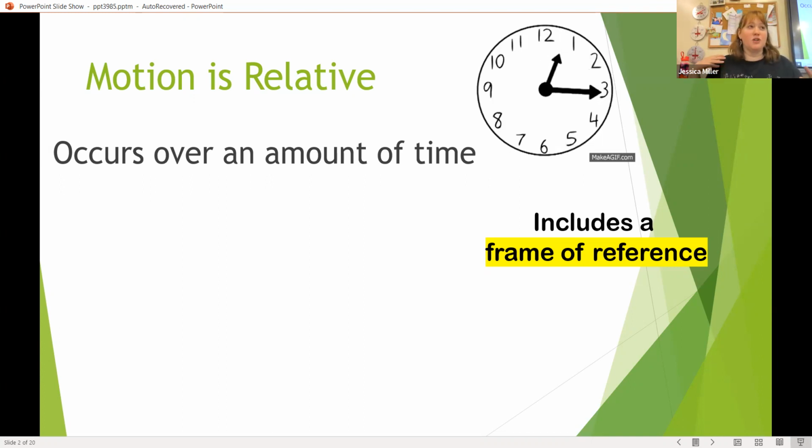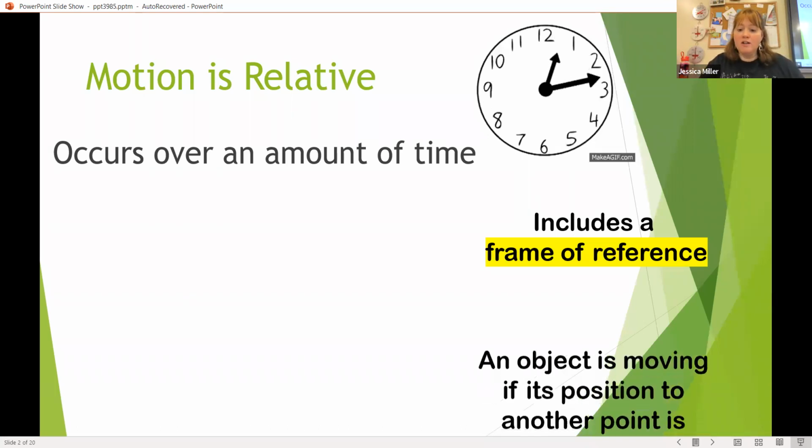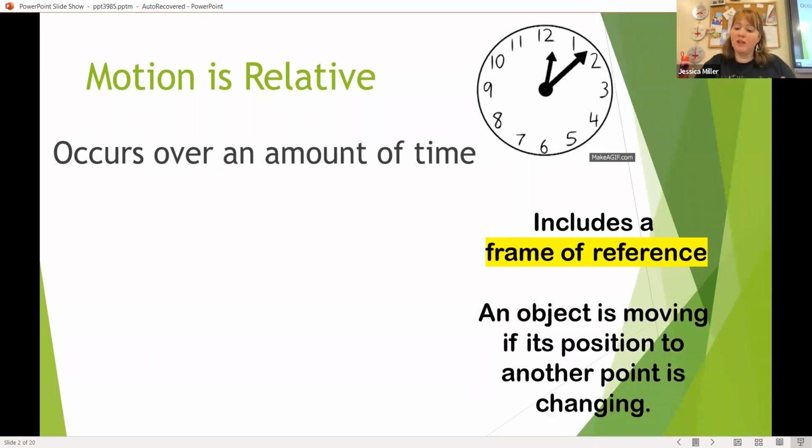Now, in the grand scheme of things, relative to maybe the sun, I am moving because we know that we are revolving around the sun, and Earth is rotating. So relative to a point in space, I would be moving at a particular speed. So an object is moving if its position is changing relative to another point.